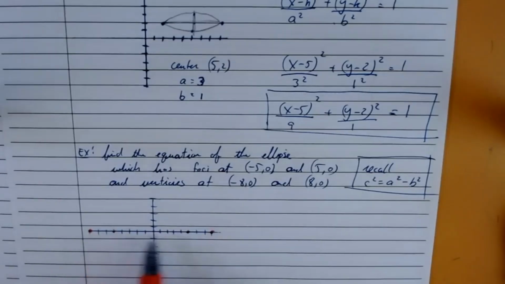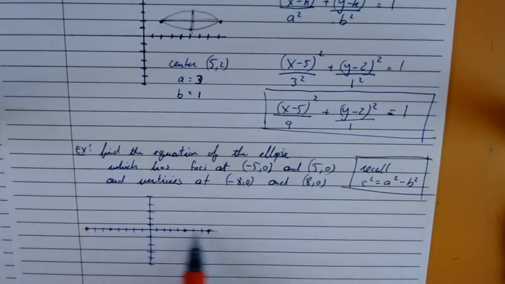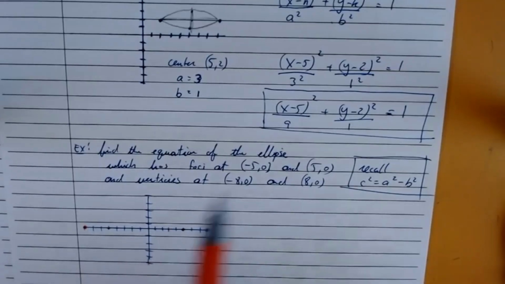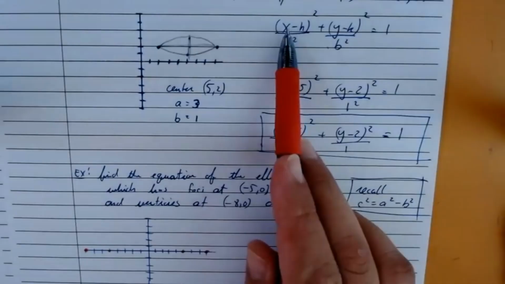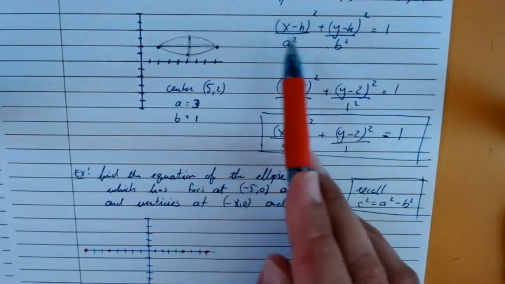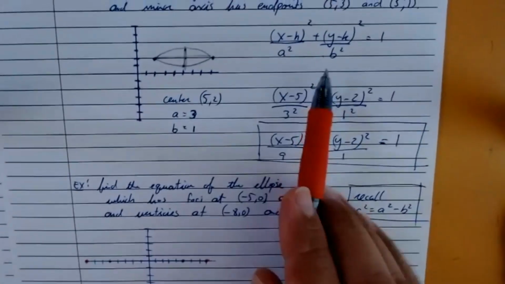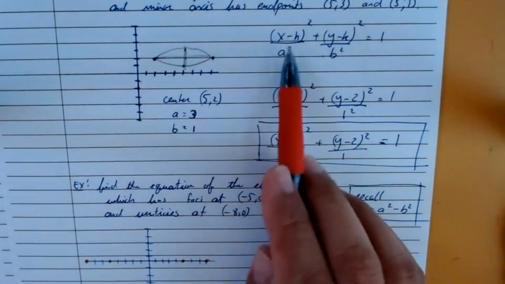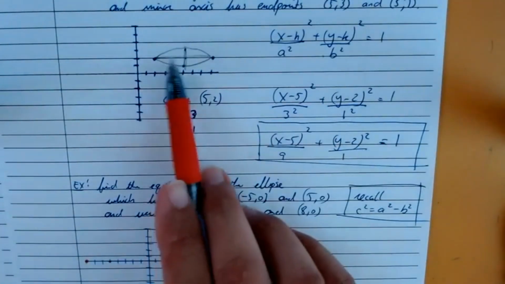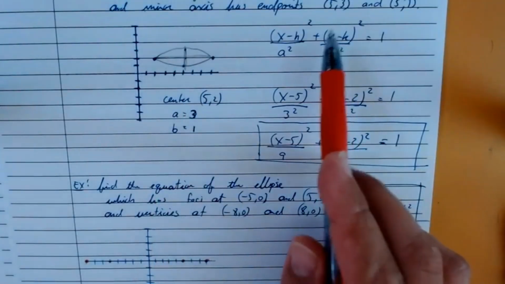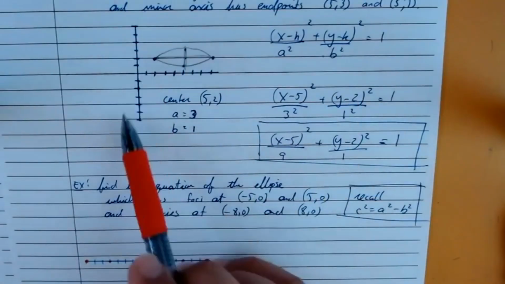Okay, well, that means that our major axis must be along the x-axis. So here, that means that underneath the (x minus h) squared, that's going to be where the bigger number goes, because the bigger number tells you which direction your major axis falls on. If the bigger number is under the x squared, well, then your major axis is parallel to the x-axis. If it's under the y squared, well, then it's parallel to the y-axis.